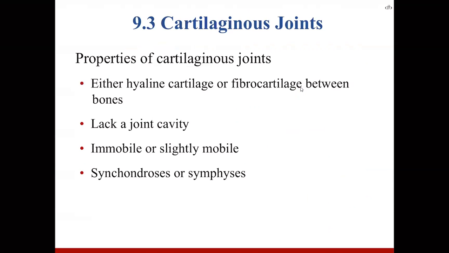Okay, now cartilaginous joints. They have hyaline cartilage or fibrocartilage between the bones. They don't have a joint cavity. They could be mobile, slightly mobile, or immobile, and they're synchondrosis or symphysis.